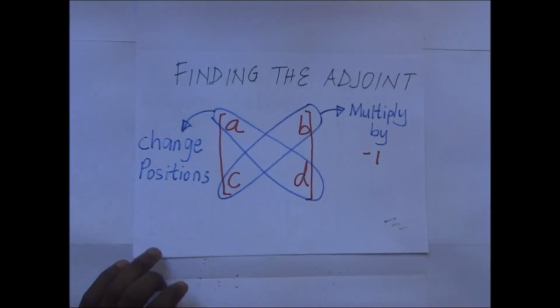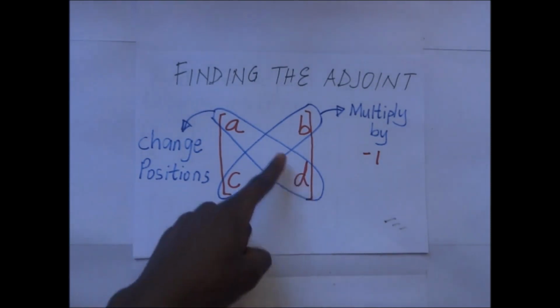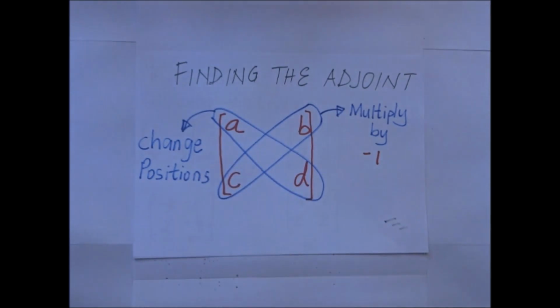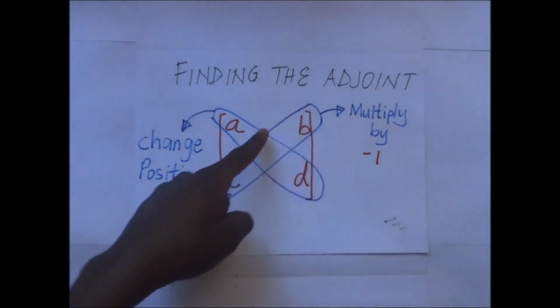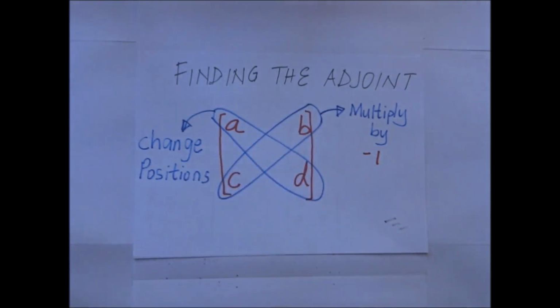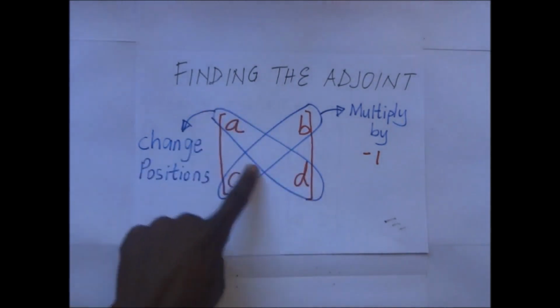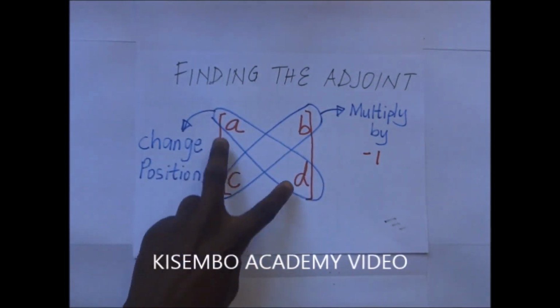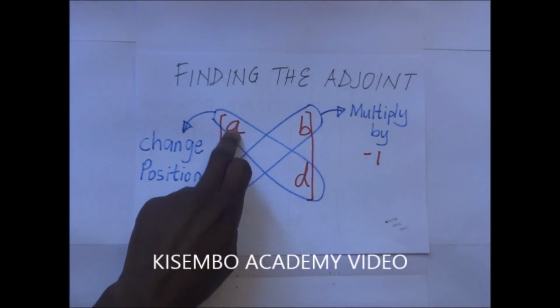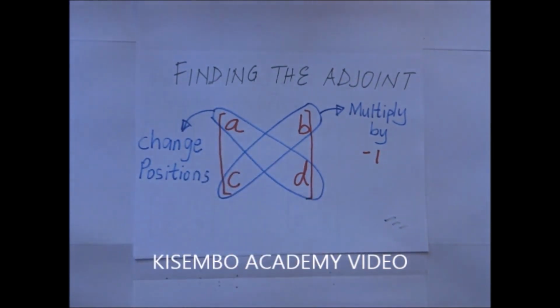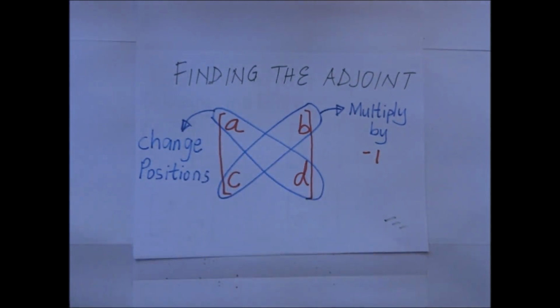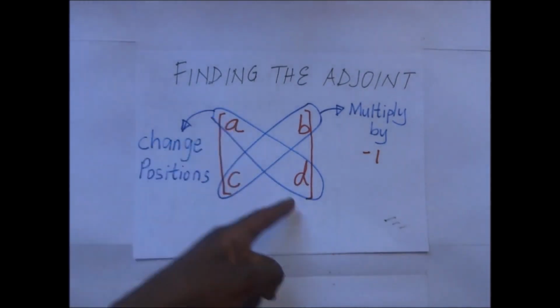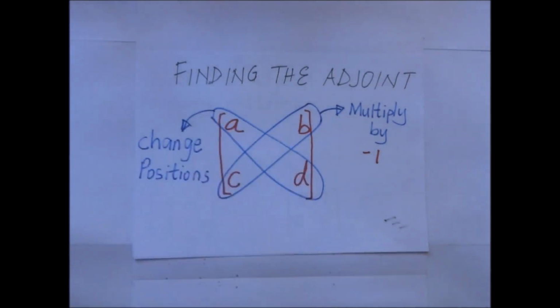In finding the adjoint of a matrix, like this one, we have two diagonals. We have the leading diagonal, which is AD. Then we have the minor diagonal, which is CB. What we do is go to the leading diagonal and change the positions. If A is positioned here and D is positioned here, in our new adjoint we are going to put D here and A there. We interchange these positions, we switch them.